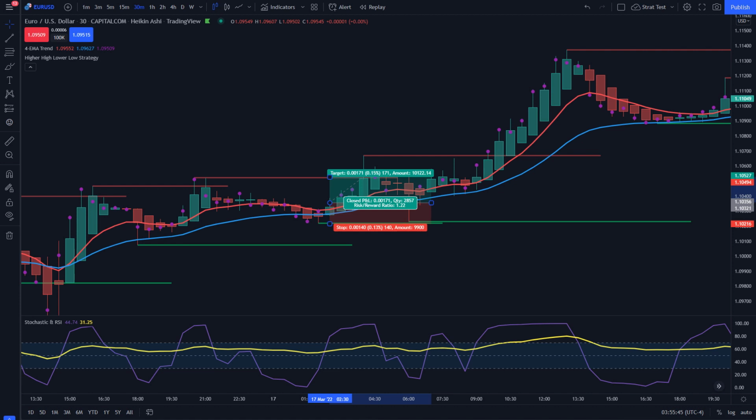The risk to reward is not that high in this strategy, but I found out that the win rate is very good. In a backtest with 50 example trades on Euro USD, I got a win rate of about 80%.